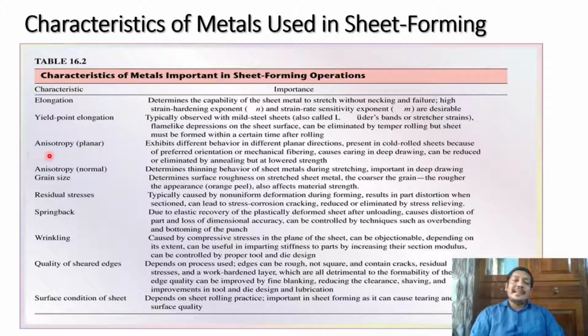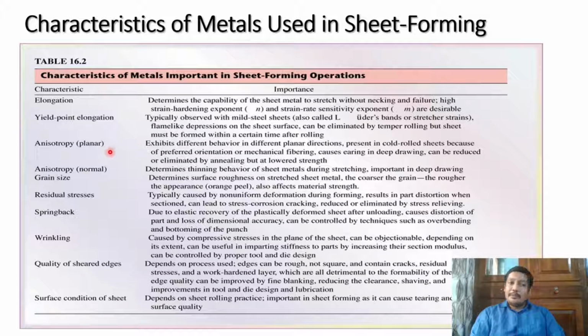Next property is anisotropy. Anisotropy is of two types: one is planar, the other is normal. Planar anisotropy means the sheet exhibits different behavior in different planar directions, present normally in cold rolled sheets because of the preferred orientation in mechanical fibering. It causes earing in deep drawing and can be reduced or eliminated by annealing, but when you go for annealing, it lowers the strength.